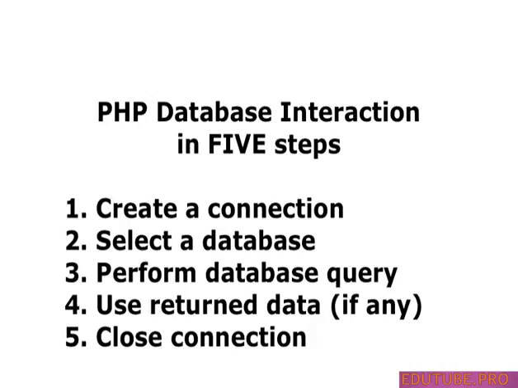So let's say we've returned a list of students in a classroom. We'll then output each of those student names. And fifth, we'll close the connection that we created at the beginning. And we're always going to use those 5 steps.